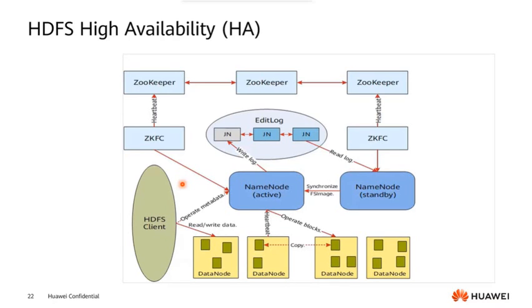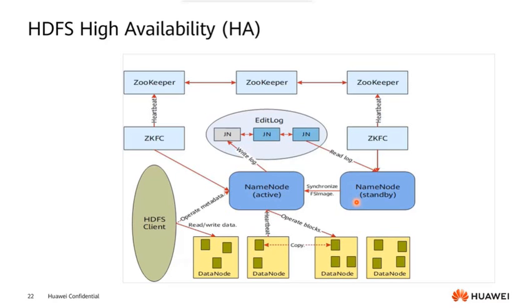Here, Zookeeper is used to store HA status files. Actually, the active name node provides services, and the standby name node synchronizes metadata from the active name node and functions as the hot backup of the active name node.